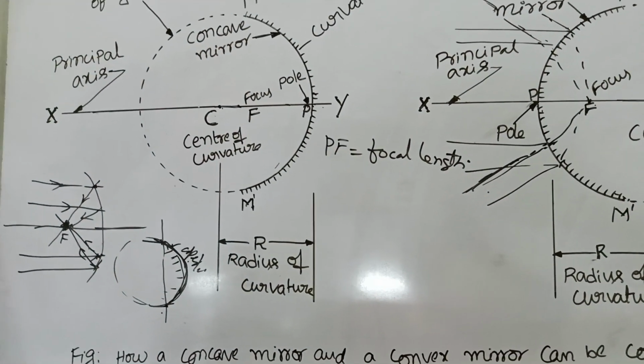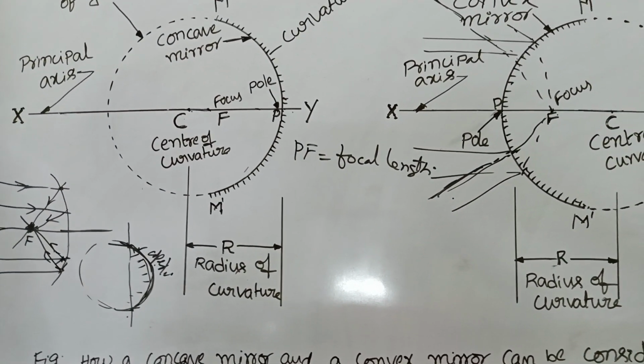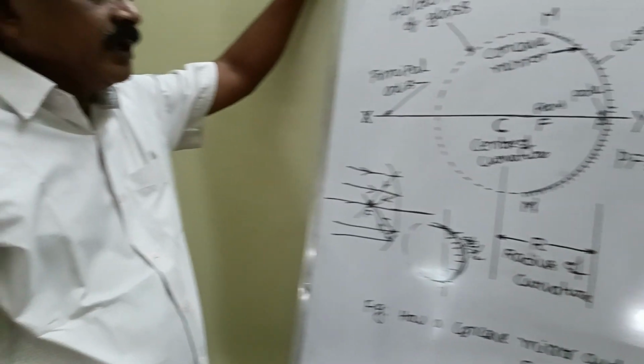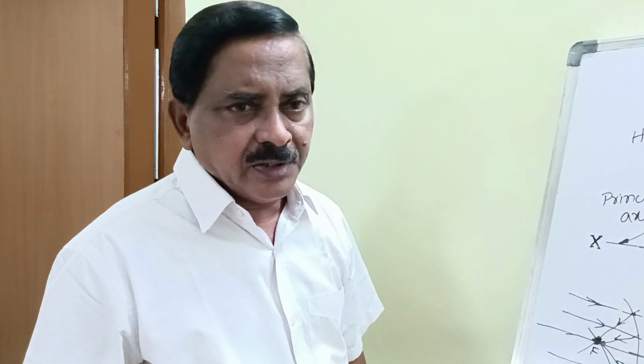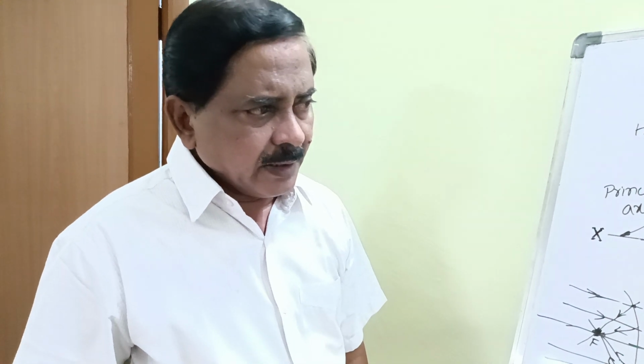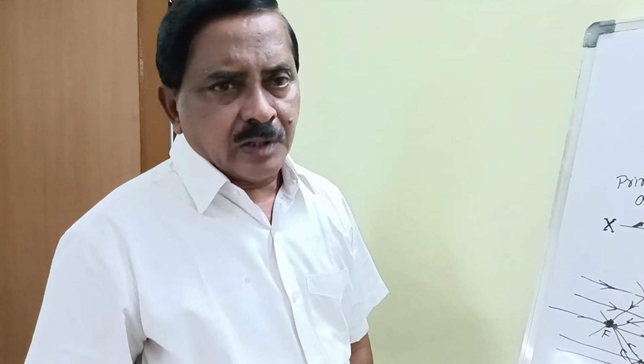So this is about the nomenclature of the mirrors. In the next class we will study virtual images, real images, and different locations of objects and images.